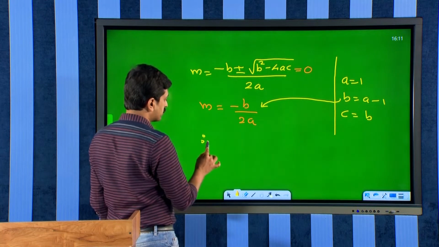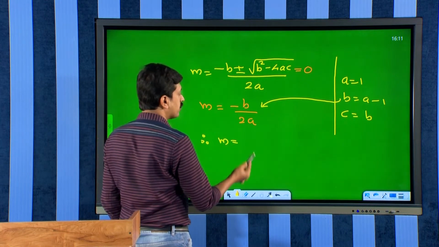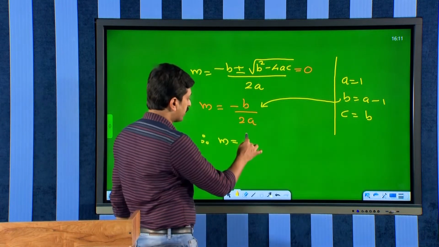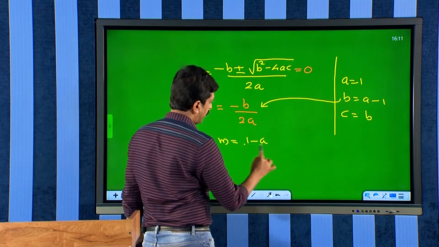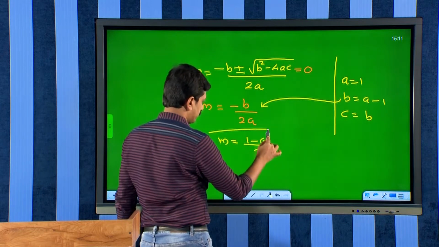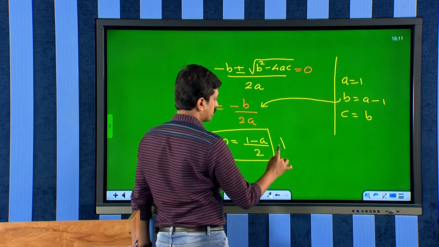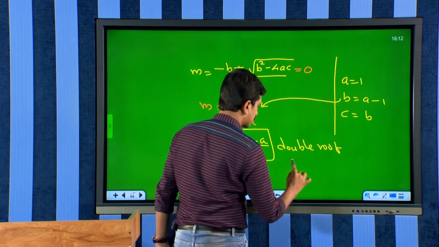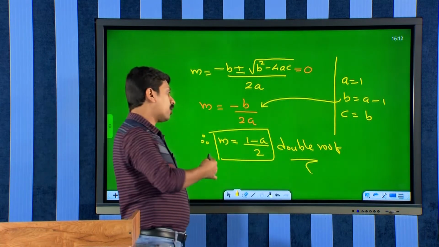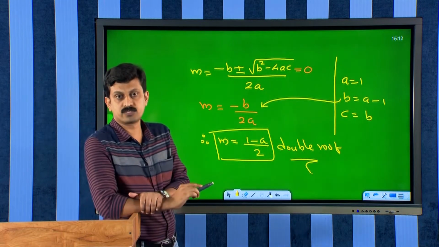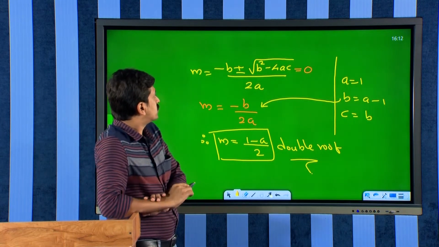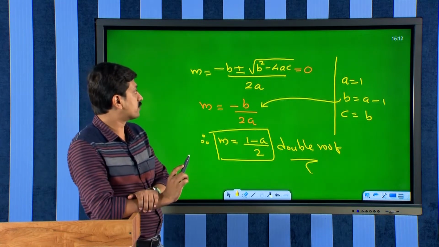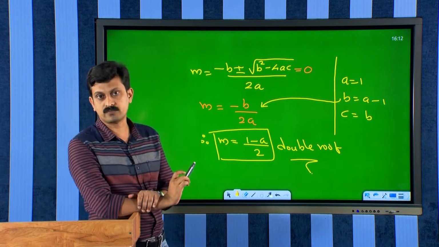Therefore, m is equal to minus b, that is 1 minus a, divided by 2, which is the double root. Now there exists a double root. See my dear friends, how can we solve this kind of Euler-Cauchy equation? What is its general solution?